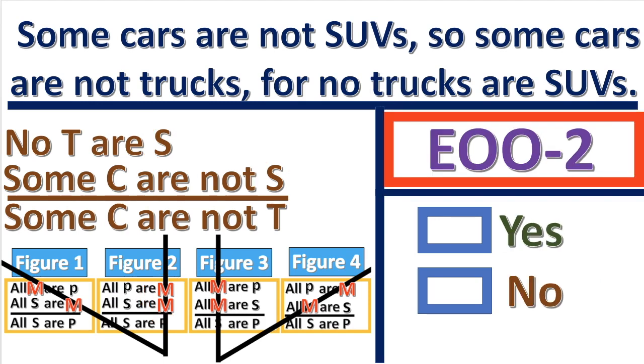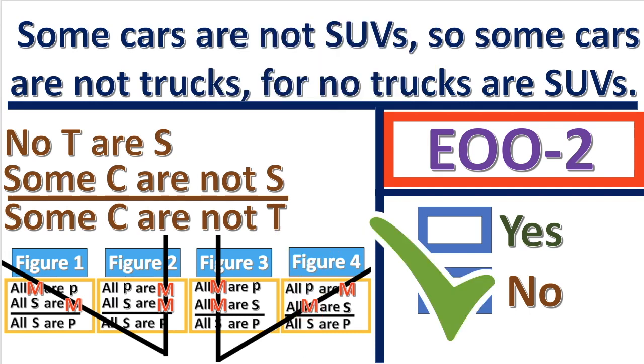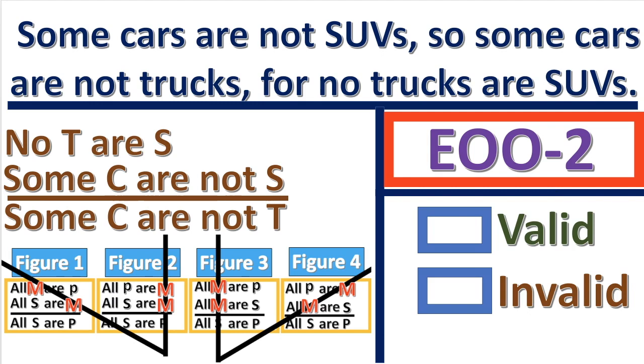Now, is the form of the syllogism, which is EOO2, valid or not? Press pause and check the list, which is in the description box below, for a list of valid forms. Press pause now and take a look. The answer will appear in 3, 2, 1. Ding! The form is not on either list. And since the form is not on either list, is it valid or invalid? The answer will appear in 3, 2, 1. Ding! Invalid, because it's not on either list.